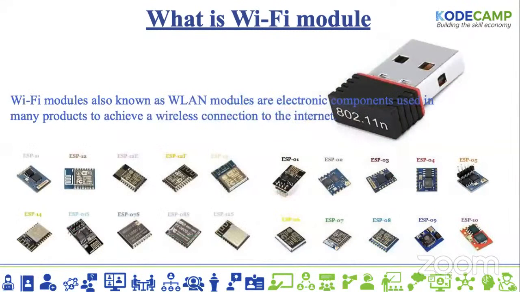So now, what is a Wi-Fi module? A Wi-Fi module is also known as a wireless local area network module. It's just an electronic component which is used in many products to achieve a wireless connection to the internet. Remember we talked about the IEEE 802.11. You can see it at the bottom of this particular module I'm putting up here. We are going to talk about it later on.